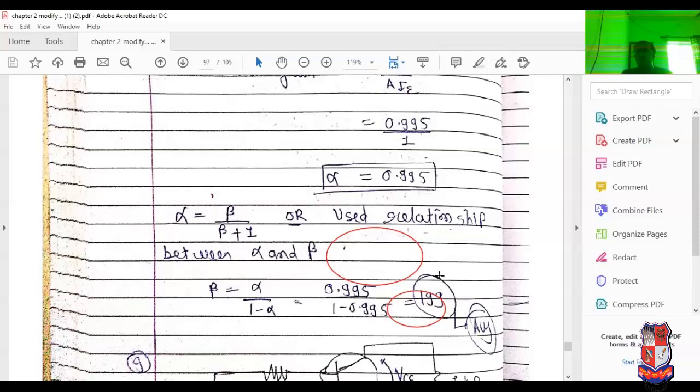So in this lecture we have discussed the common emitter input characteristics plus examples of the common emitter configuration.